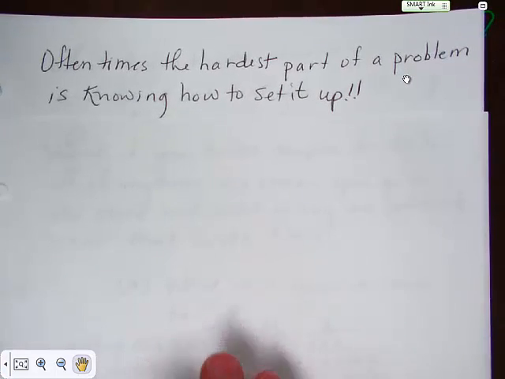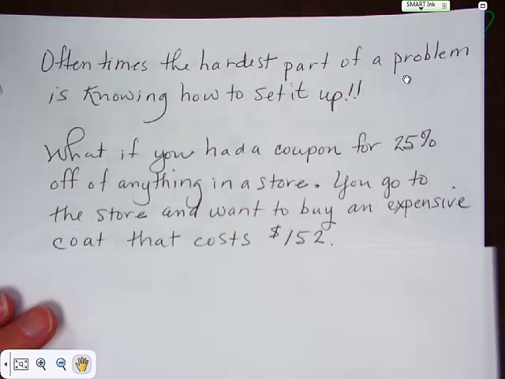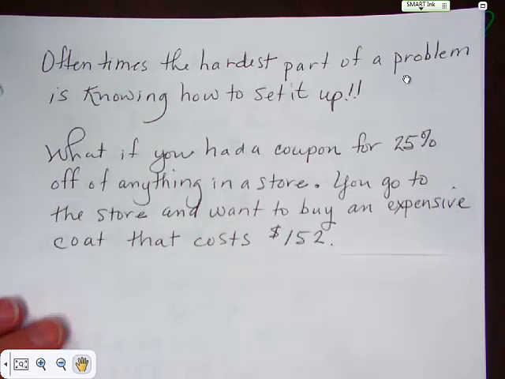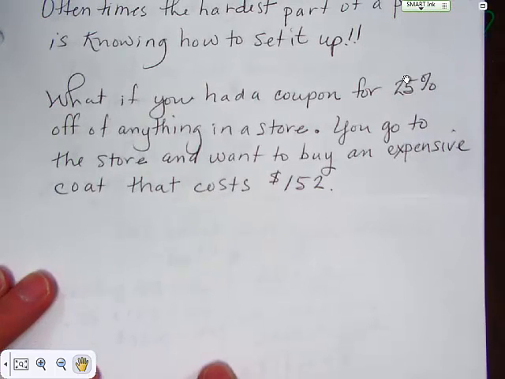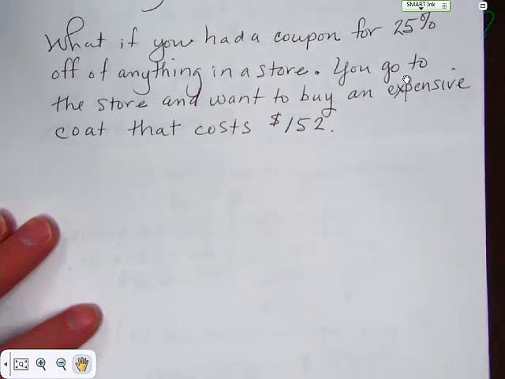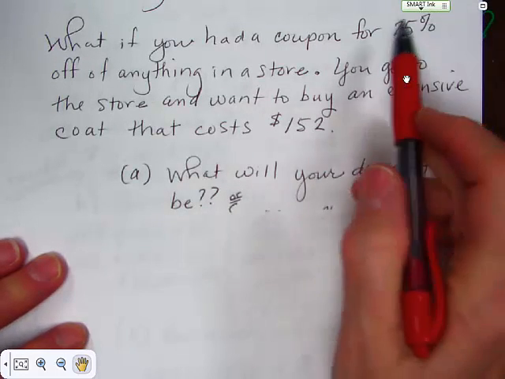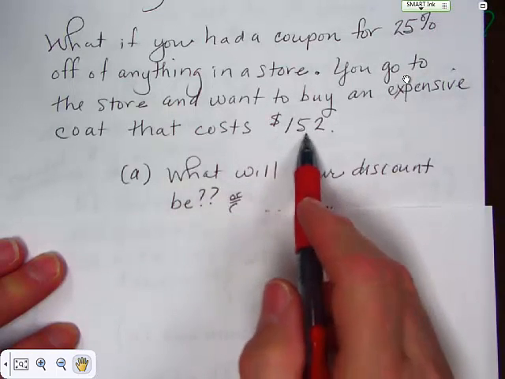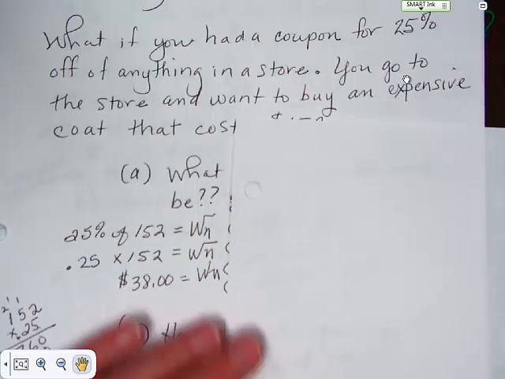Oftentimes, the hardest part of a problem is knowing just how to set it up. What if you had a coupon for 25% off of anything in a store? You go to the store and you decide you want to buy the most expensive coat they have, and that coat costs $152. Now, the first question: what's your discount going to be? How do you figure that out? Well, you're thinking in your head, 25% of $152, right? So you can set it up two ways. You can set it up like this.